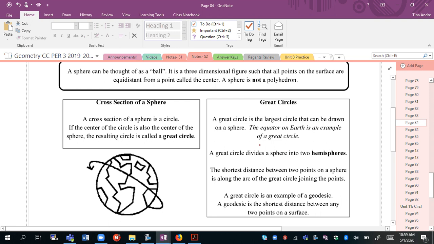So the great circle is the largest circle. An example is the equator on the Earth. A great circle divides the sphere into two hemispheres, hemisphere meaning half of a sphere. That's important because if you see a hemisphere, you need to remember that it means half of a sphere. If we're trying to find the volume of a hemisphere, you could find the volume of the sphere and divide it by 2.